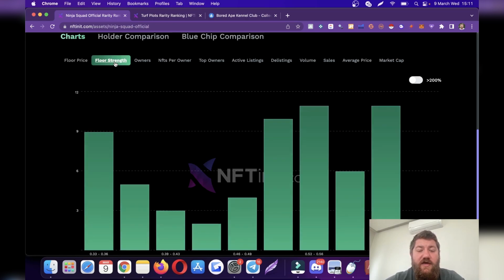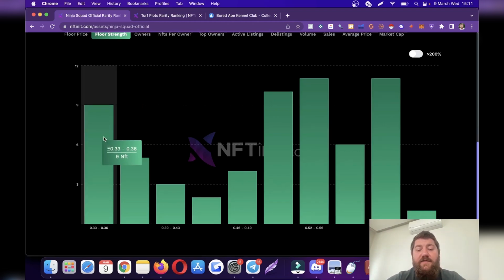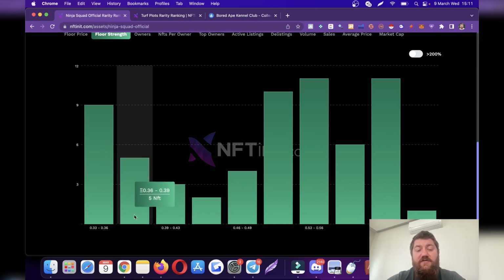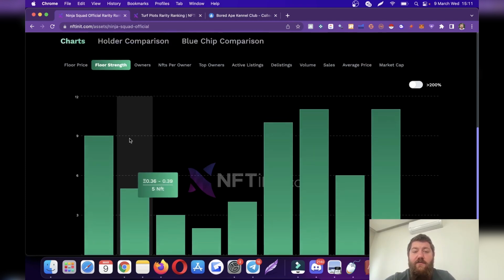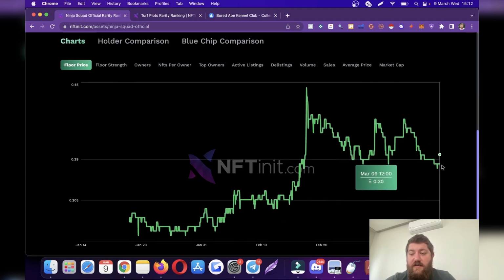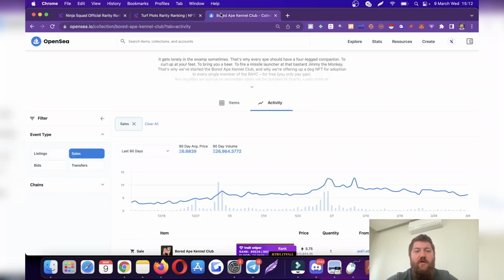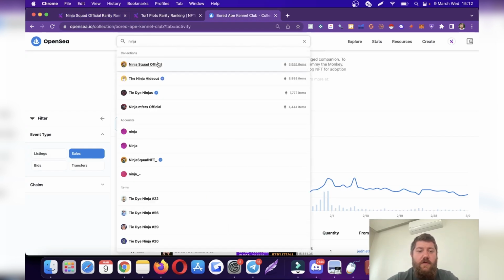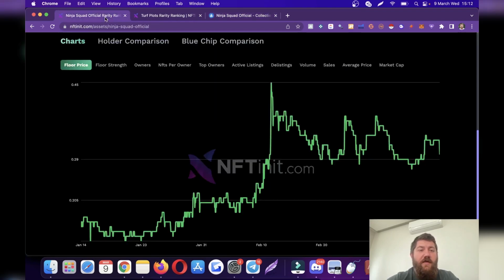Then there is the floor strength. In floor strength, you see how many NFTs are listed in what price range. So here you see 9 NFTs are listed between 0.33 and 0.36. In this range there are 5 NFTs. In this range there are 3 NFTs. And right now, what was the floor price? Let's check. The floor price is about 0.3. Actually, let's go and double check it here. Ninja Squad. Yeah, it is 0.3.